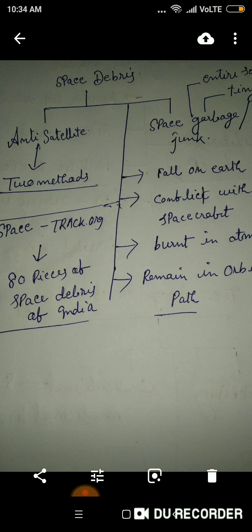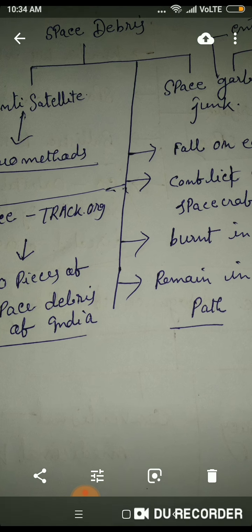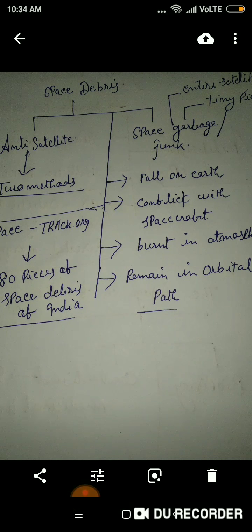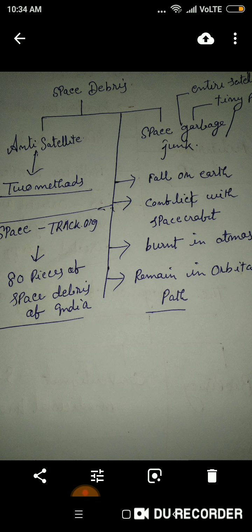Then what is the role of the anti-satellite test in space debris? Because in an anti-satellite test, what happened? An object is collided with a satellite, resulting in the breaking down of that satellite into particles, which creates space debris. And NASA condemned India, saying that India's recent anti-satellite test has created more than 400 pieces of space debris. So that's why this context is very important.